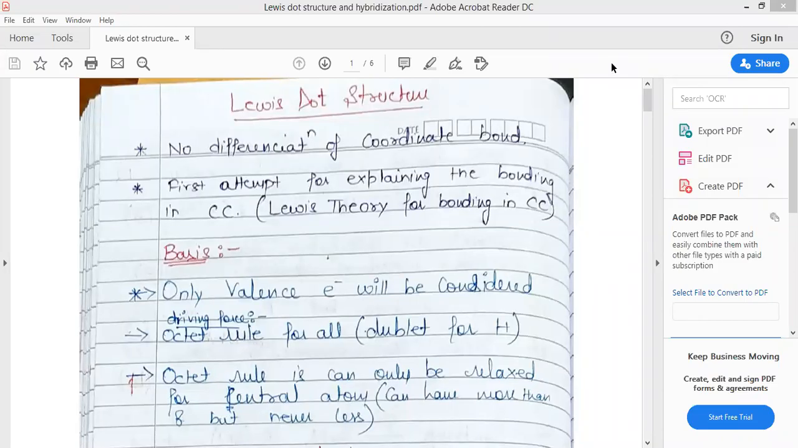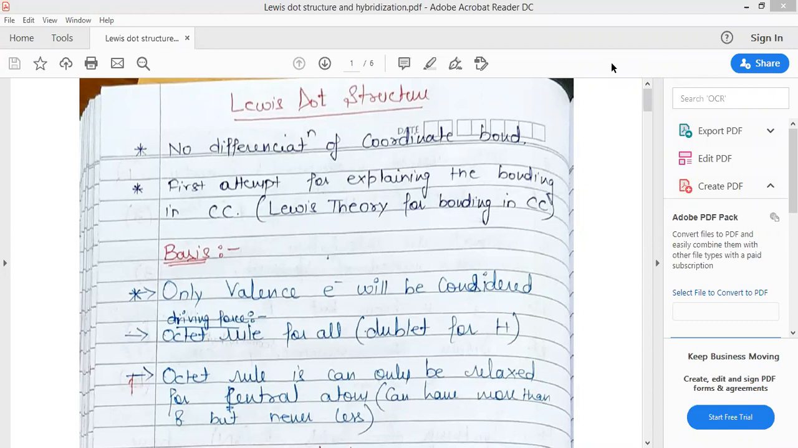In this video, we'll be discussing Lewis dot structures. I've given you assignments to draw Lewis dot structures, which you have drawn. Most of you have drawn them wrongly. So I would like to discuss with you how to draw Lewis dot structures in a perfect way, or how to draw the Lewis dot structure which is most acceptable.